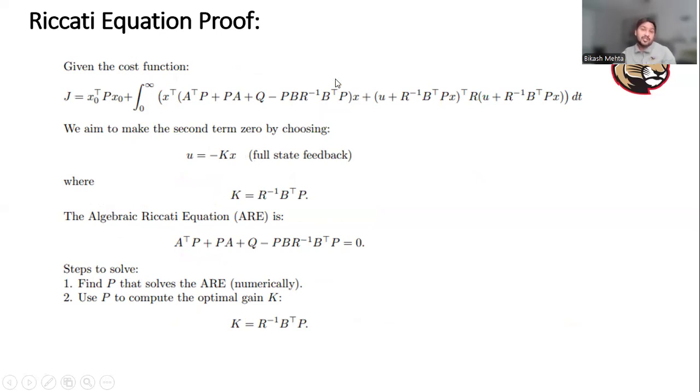For the minimization, this should equal 0, and this needs to equal 0. If we set this equal to 0, then here is the algebraic Riccati equation. After comparing this term with u equals minus Kx, we get K as R inverse B transpose P. Once we get the P value from this expression numerically, we can substitute it in this expression to get the optimal control gain.